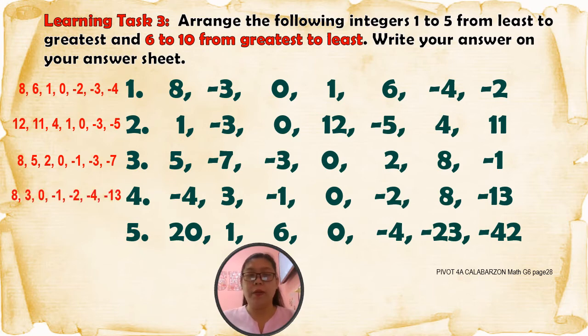Number 4: 8, 3, 0, negative 1, negative 2, negative 4, negative 13. And for the last item: 20, 6, 1, 0, negative 4, negative 23, and negative 42. Congratulations for accomplishing Learning Task 3.